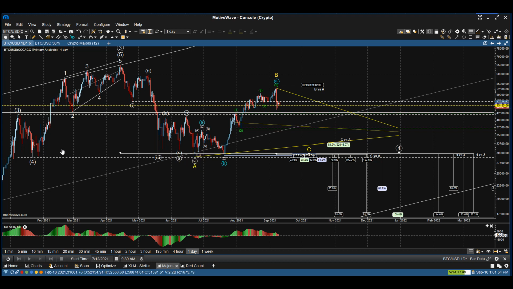All right, so with that credit given, I still like this here. I still prefer the idea that we're going to stay range bound here. So the triangle supports that idea.